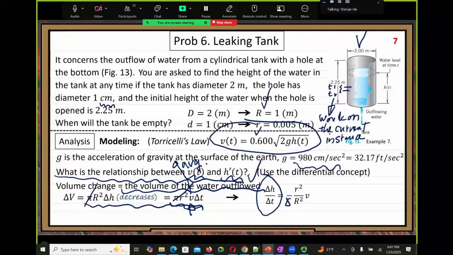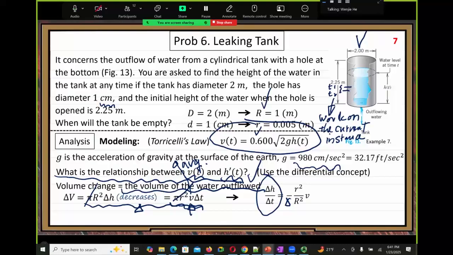Actually, here we may need to put a sign. So in this place we may need to put the appropriate sign to fix it. So then negative little r squared over capital R squared times V.